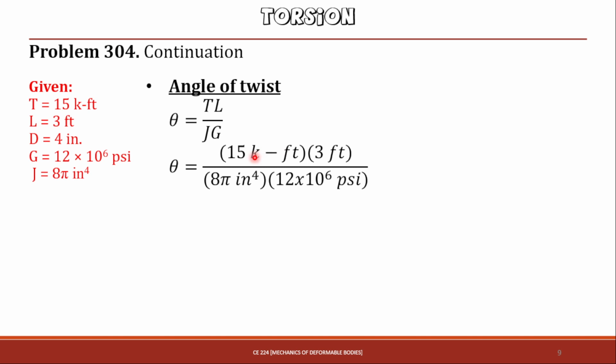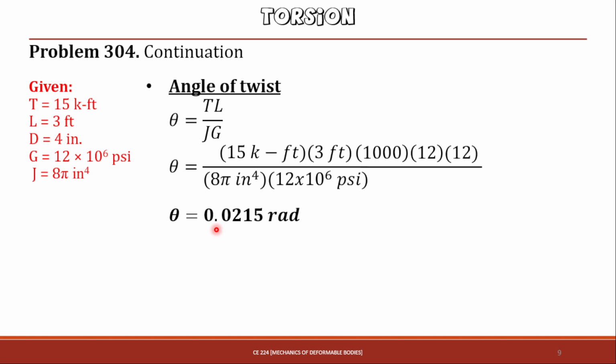So, I have 15 kips. Multiply ko ng 1,000 para maging pounds. Tapos yung feet dito, multiply ko ng 12 para maging inches. Tapos yung length natin na 3 feet, multiply ko ulit ng 12 para maging inches. All over 8 pi inches to the 4th power times 12 times 10 raised to the 6 psi. So, okay na yung units natin dyan. Pwede na natin isolve sa calculators natin. Okay? So, pag pinindot natin to sa calculators natin, makukuha natin yung sagot na 0.0215 radians.